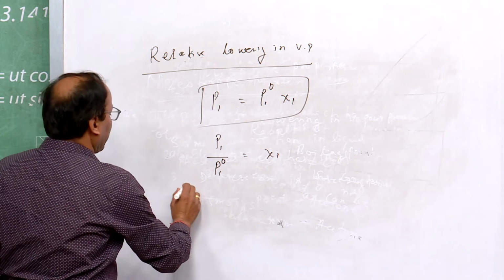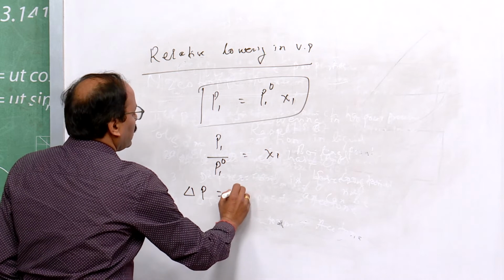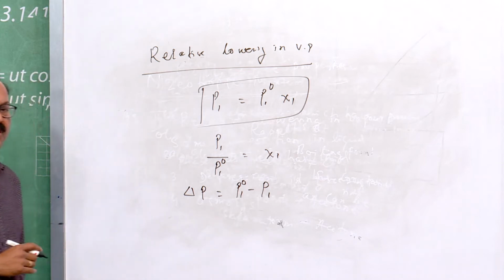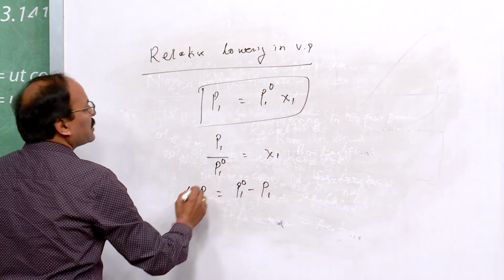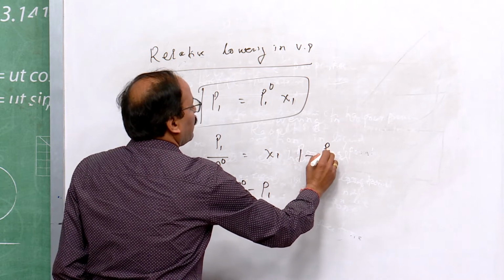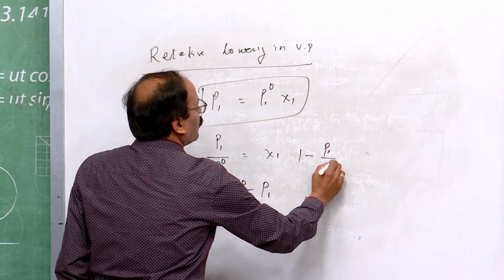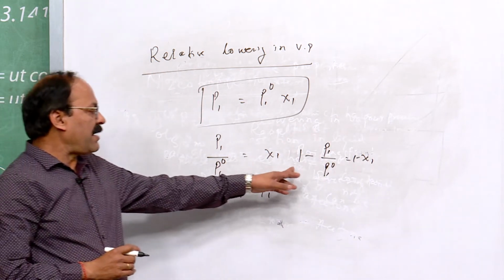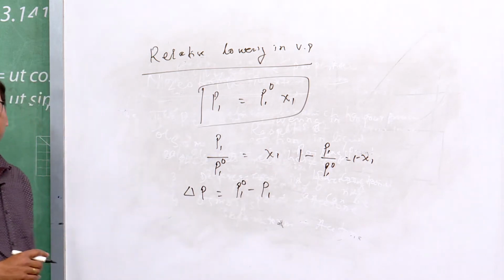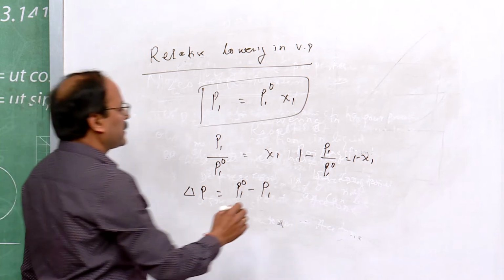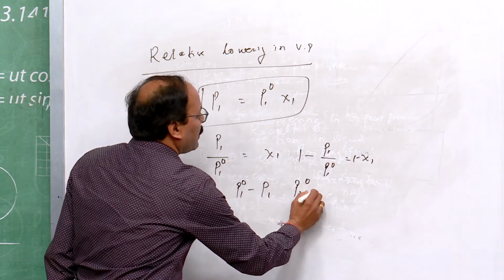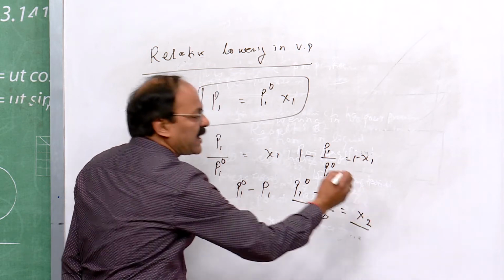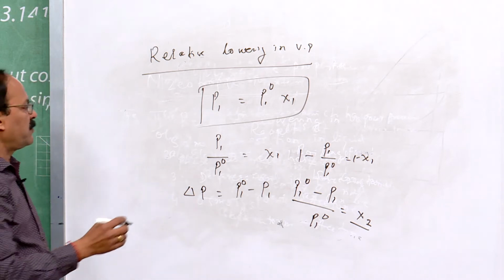So, we can write delta P as P1⁰ minus P1. We can write this equation in this format: 1 minus P1 by P1⁰ is equal to 1 minus x1. We subtract it from 1 because the mole fractions of the two components add up to 1. So, (P1⁰ minus P1) divided by P1⁰ is equal to x2. x2 is the mole fraction of the solute.